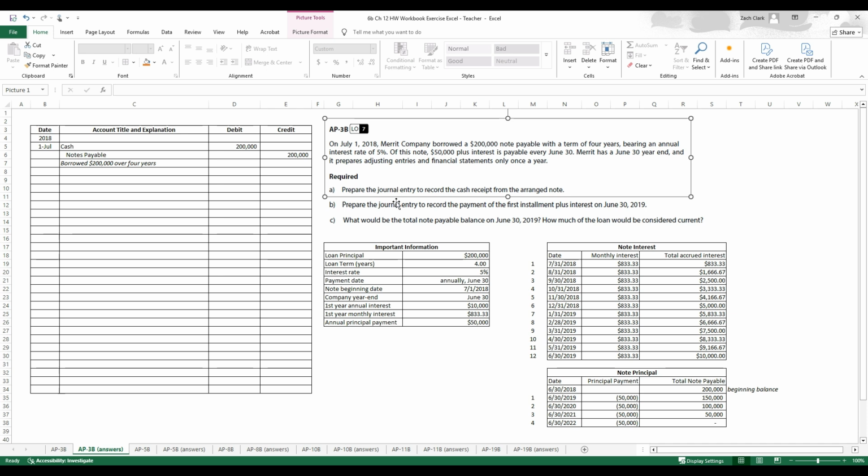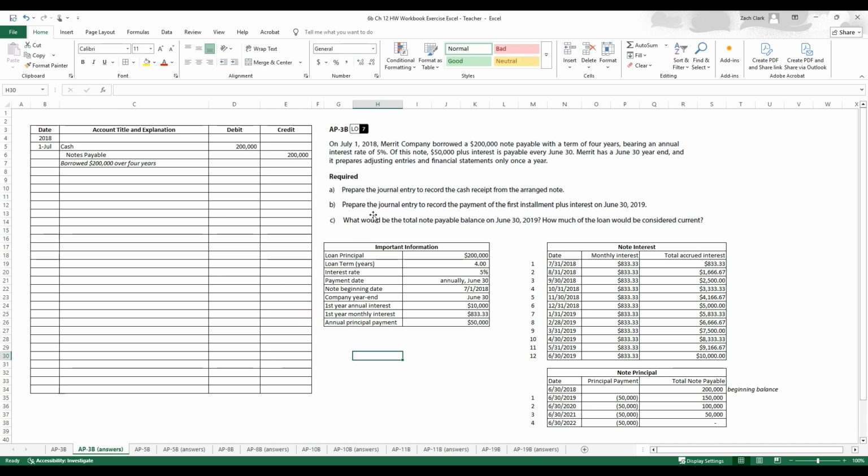Let's see. Question B, prepare the journal entry to record the payment of the first installment plus interest on June 30, 2019. Okay, so now we're down here on June 30, 2019. And, actually, I'm going to get rid of that because we're going over different years.